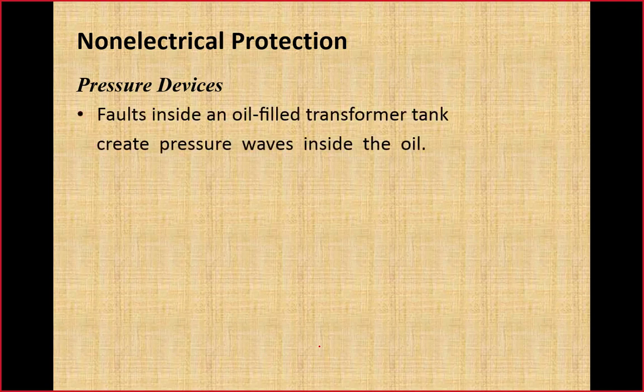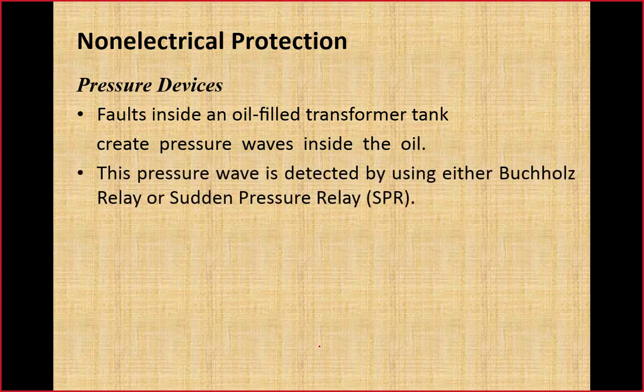Remember, fault inside an oil-filled transformer tank creates a pressure wave inside the transformer oil. How is this pressure wave created? Because once a fault occurs, that will be in the form of arcing. So arcing will have very high temperature and will result in decomposition of oil. That decomposed oil will get converted into solid waste as well as gases. Obviously gases occupy more volume than liquid, so those gases will produce a pressure wave inside the transformer tank.